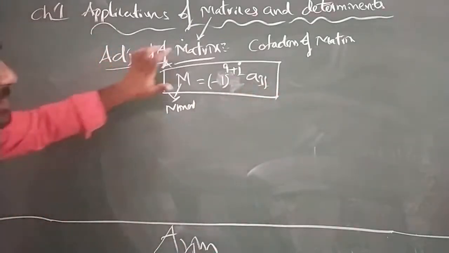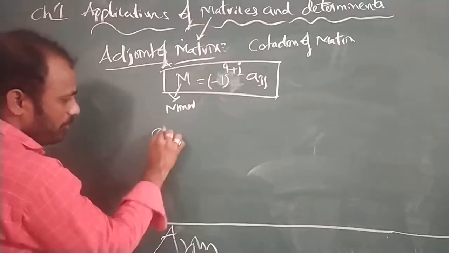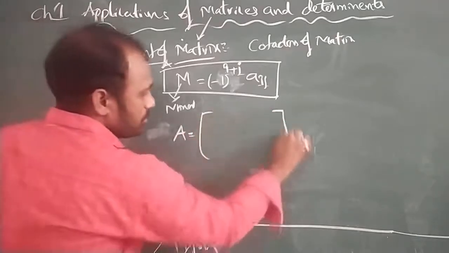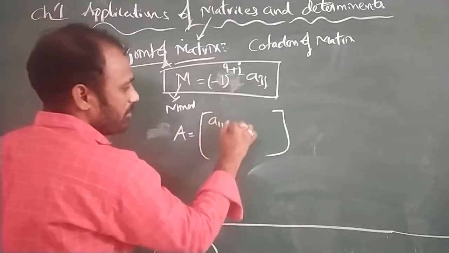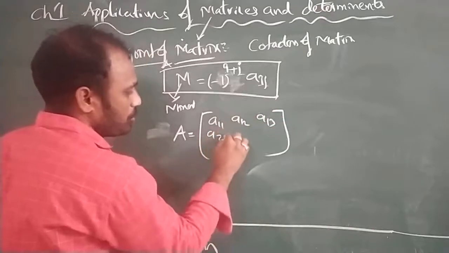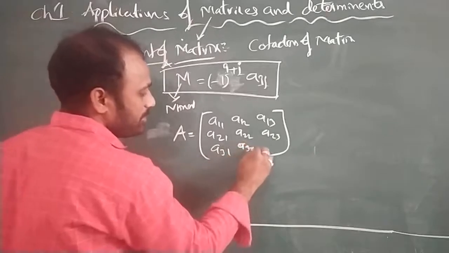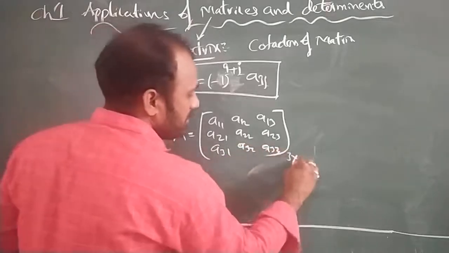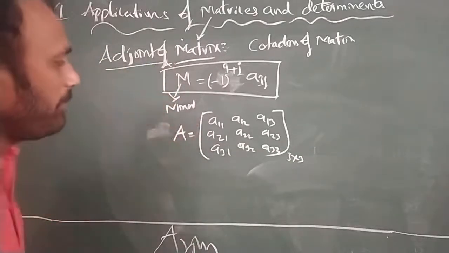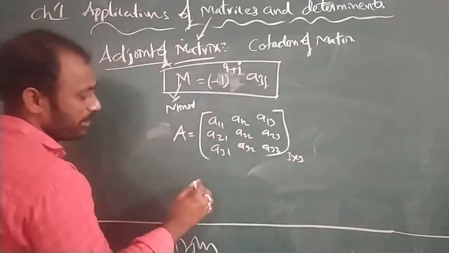Now, if I want to write the adjoint of a particular matrix, let us suppose a matrix A is there: a11, a12, a13, a21, a22, a23, a31, a32, a33. So it is a 3 by 3 square matrix we have taken. In order to make this matrix an adjoint matrix, first of all we have to find the cofactors.